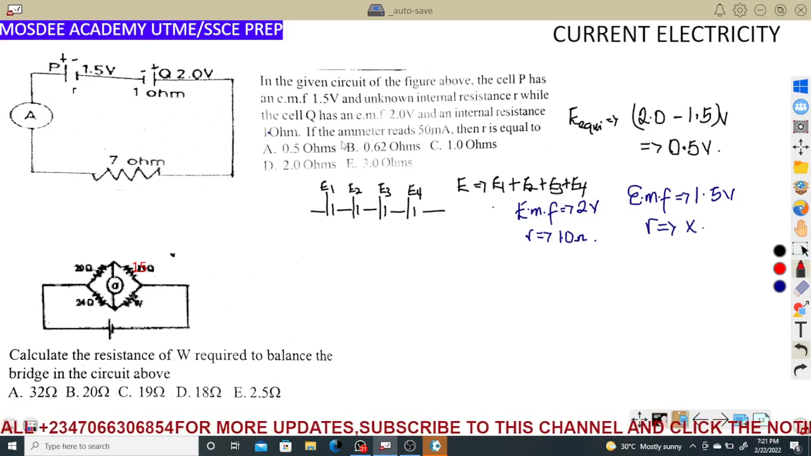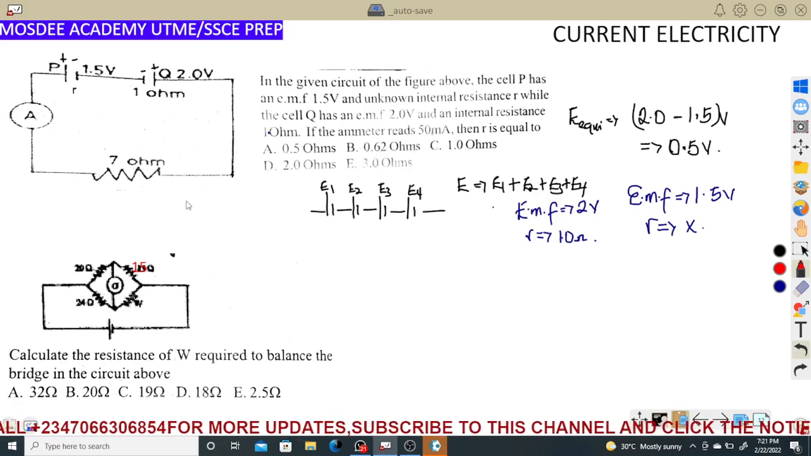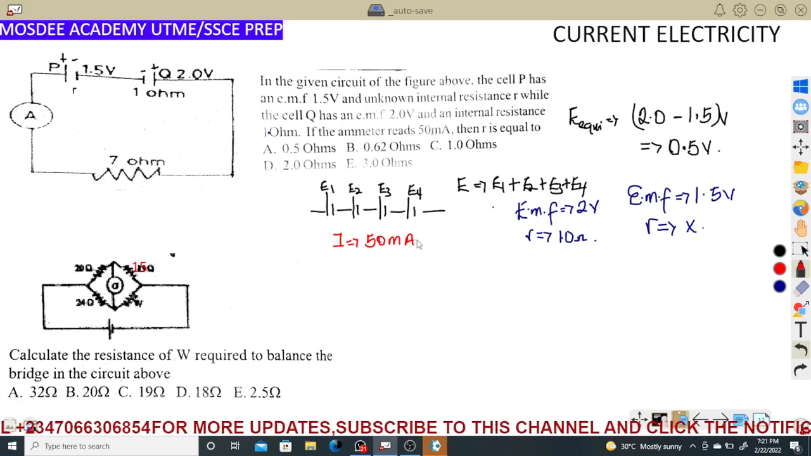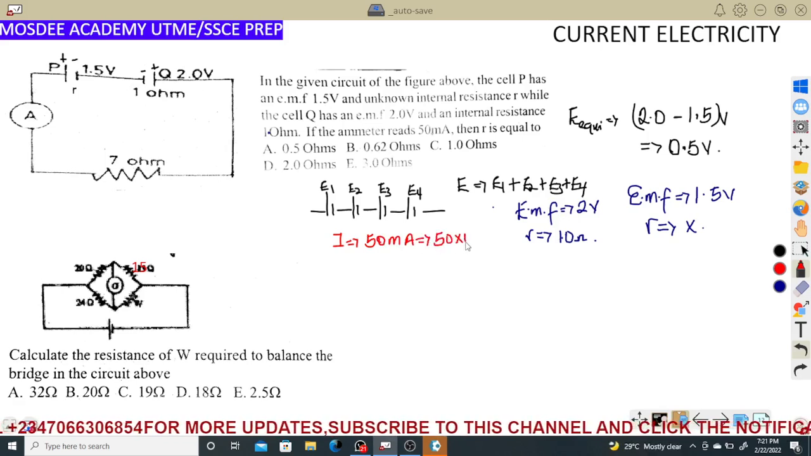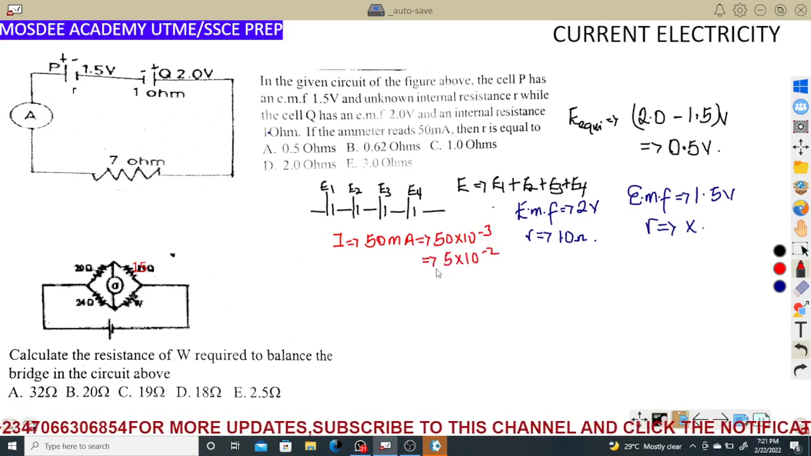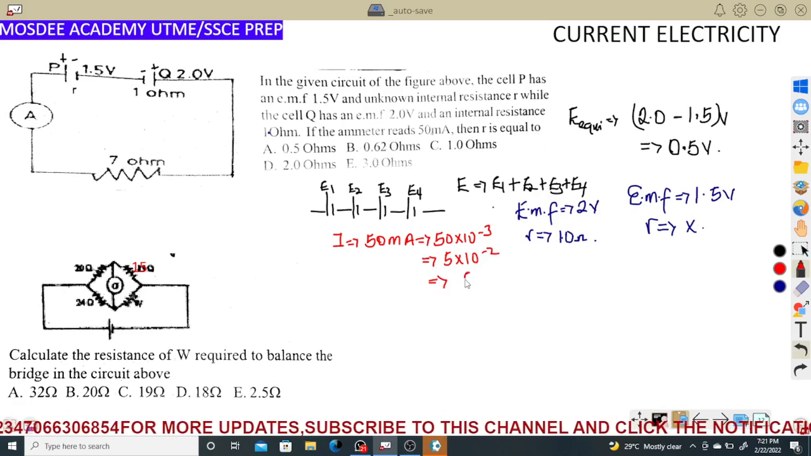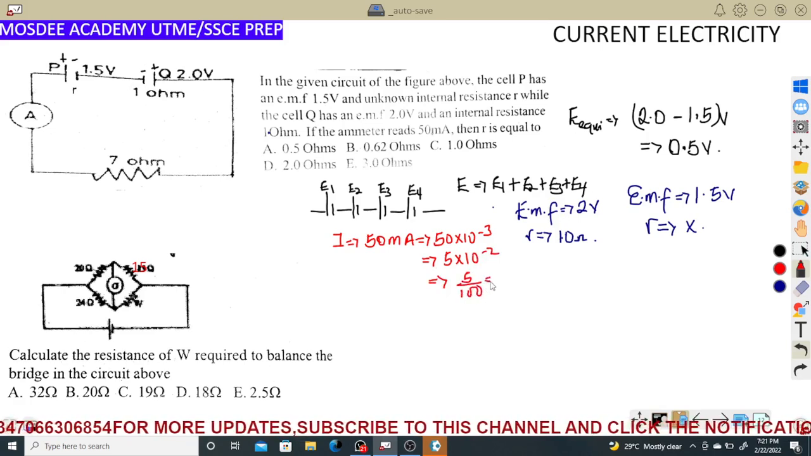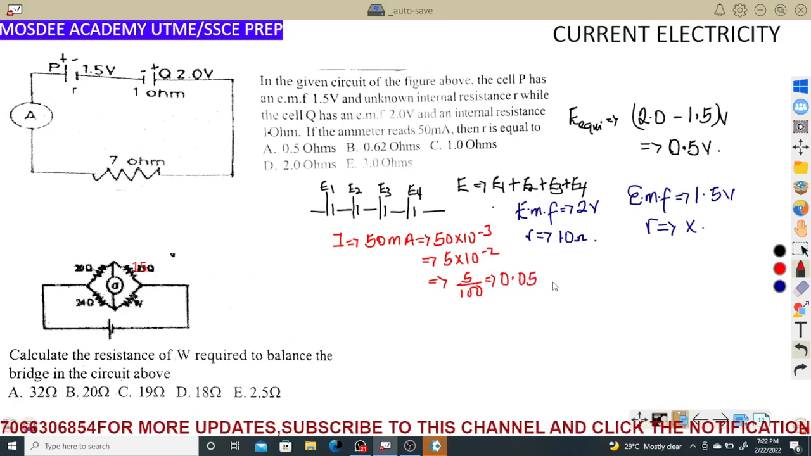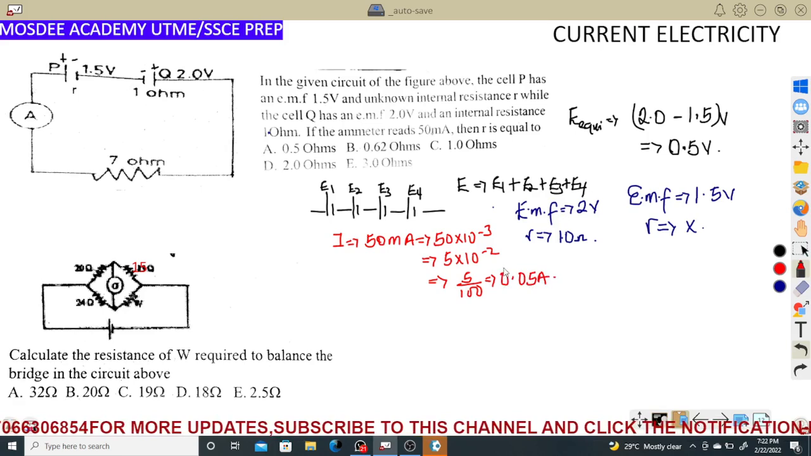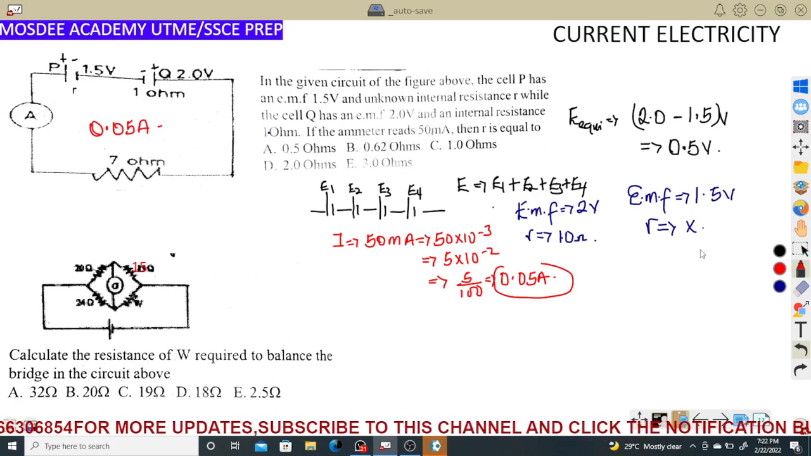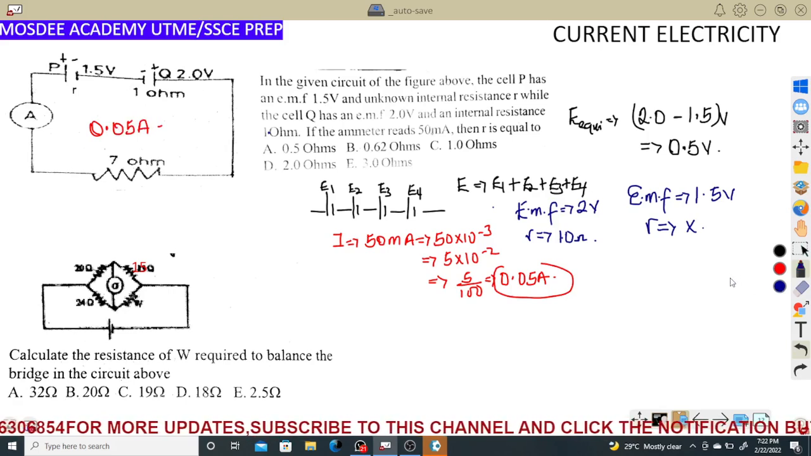Now, the next one is that the ammeter reads 50 milliamperes, that's the total current. Current I is 50 mA. Conversion is important in physics. That is 50 times 10 raised to power minus 3, which is 5 times 10 raised to power minus 2, that's 5 over 100. I hope you know that. I'm just doing a baby way of solving. So this is the total current that flows through the circuit: 0.05 ampere.